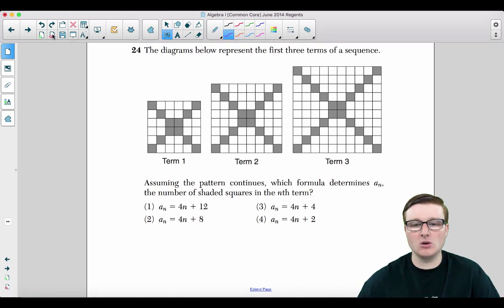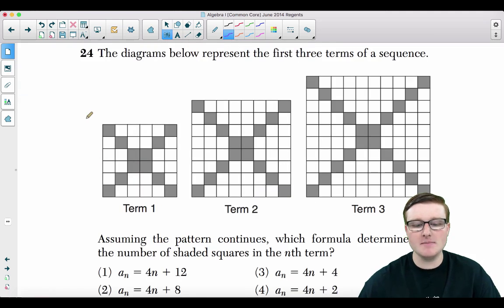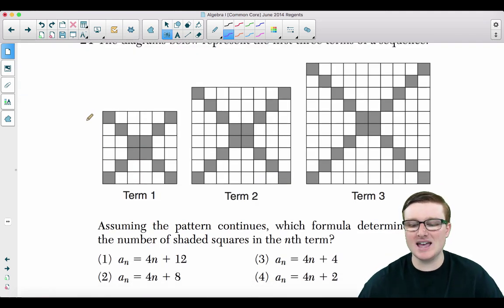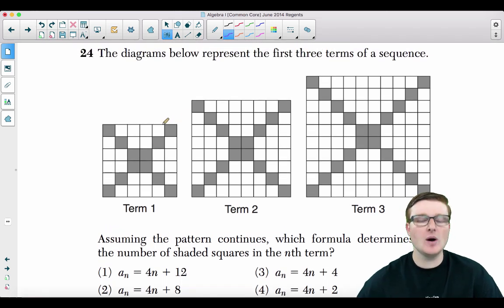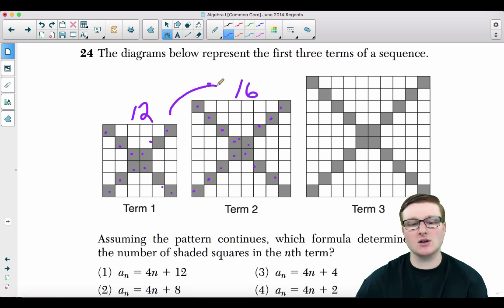Okay, the diagram below represents the first 3 terms of a sequence. Assuming the pattern continues, which formula determines a sub n, the number of shaded squares in the nth term? So how many squares are in the first term? Well, let's see. 1, 2, 3, 4, 5, 6, 7, 8, 9, 10, 11. There's 12 in the first term. Now, if you go over here, 1, 2, 3, 4, 5, 6, 7, 8, 9, 10, 11, 12, 13, 14, those are 16. So it looks like we're adding by 4 each time. So this one over here is going to be number 20.